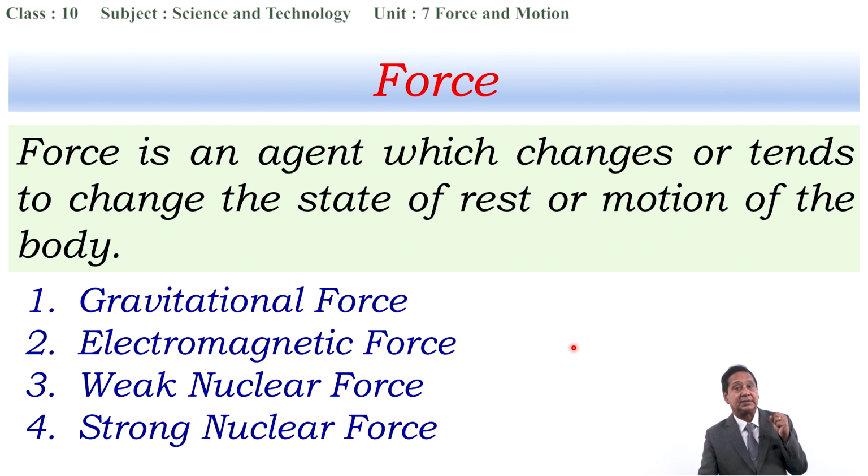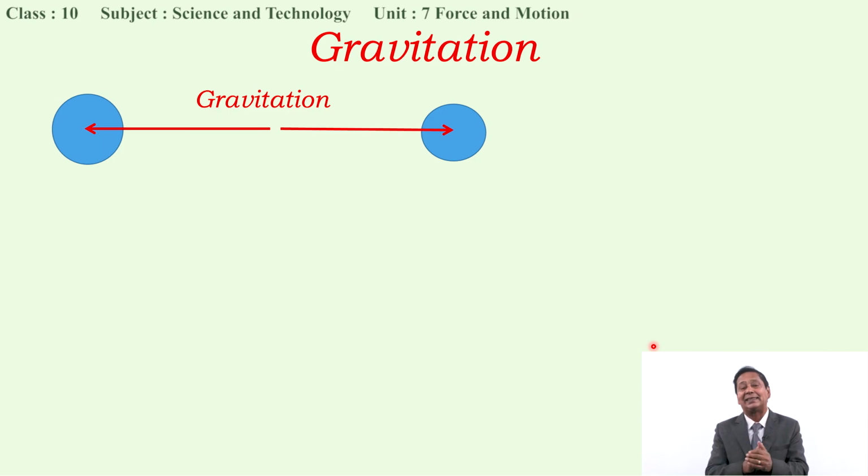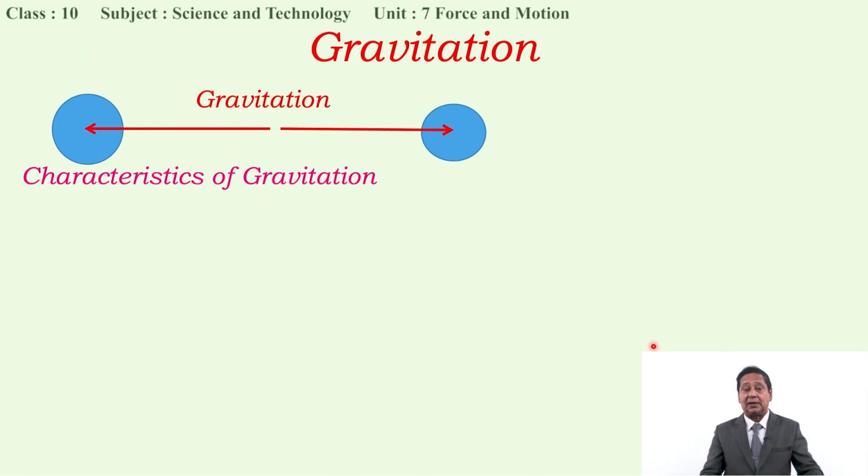After this much understanding, I want to focus on gravitation again. What I told you: gravitation is the force of attraction in which the first body attracts the second towards its center, and the second body attracts the first towards its center. And what are the characteristics of gravitation? Now I want to go through the characteristics of gravitational force.